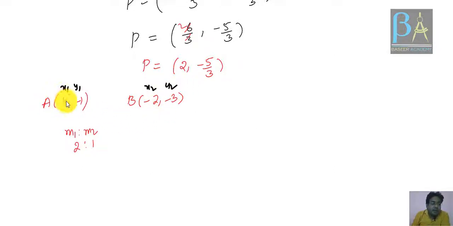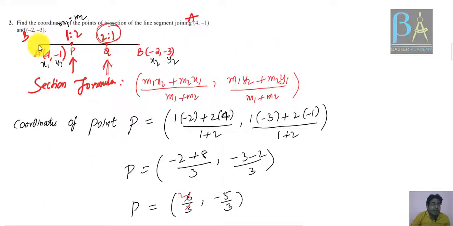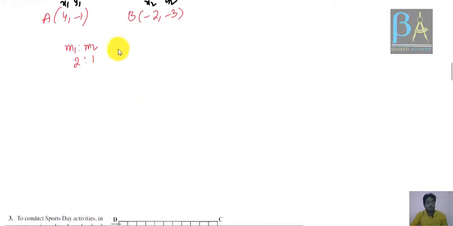Now, I have written A as x1, y1, B is x2, y2, and the ratio this time we are going to use is 2:1 because obviously the point Q is dividing the line segment AB in the ratio 2:1, and I now want to find out the coordinates of point Q.